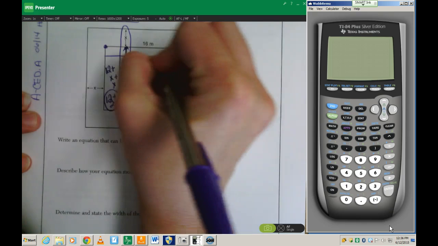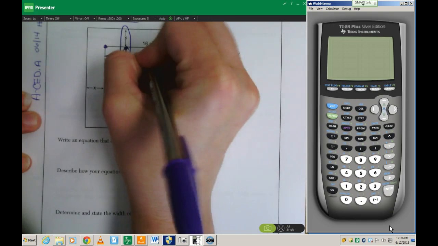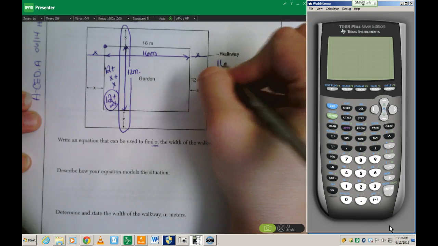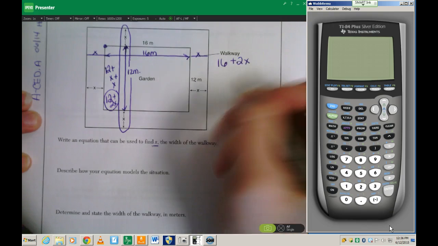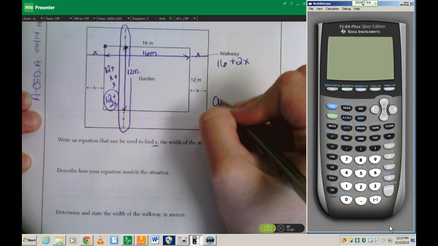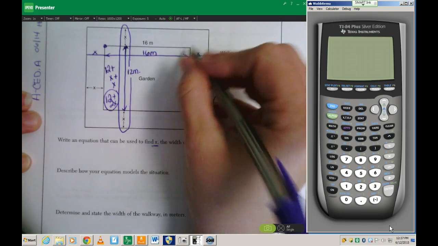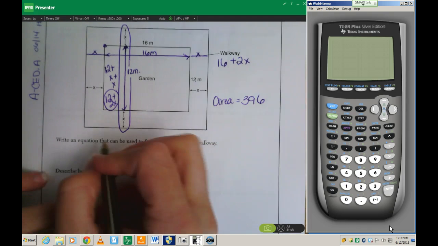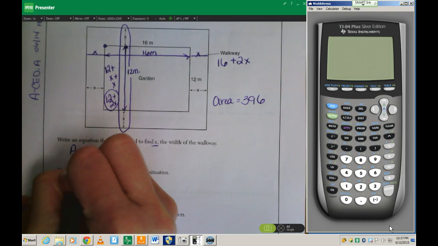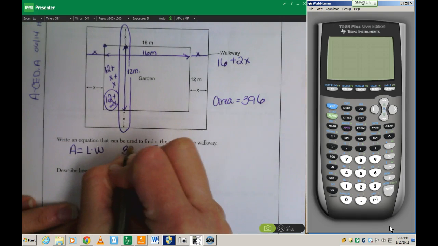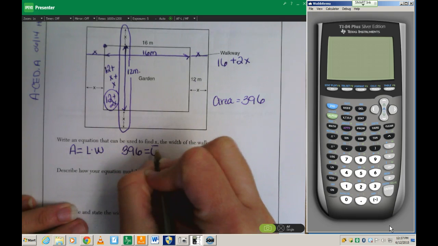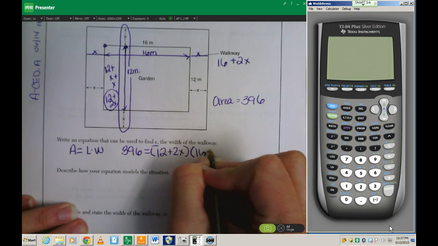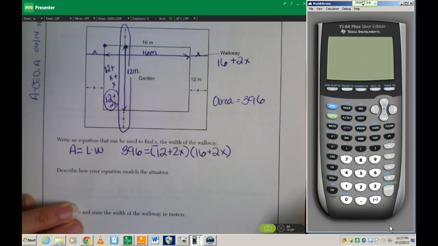Same thing across here. Here's our 16 meters, but this is also x, and this is also x. So our entire one would be 16 plus 2x. Now we know the total area of this rectangle with the walkway is 396. So our equation is going to be, well, let's think, area equals length times width. So it'll be 396 equals 12 plus 2x times 16 plus 2x.